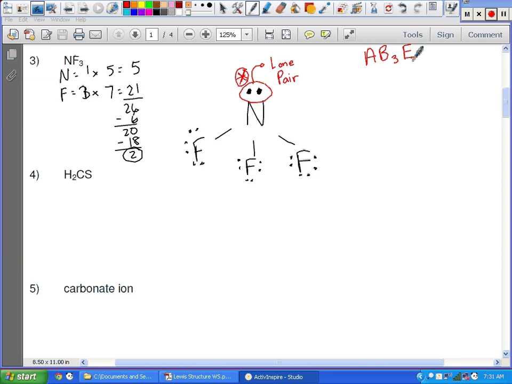All right, so the shape for this is trigonal pyramidal, or pyramidal. I think I misspelled that, but you get the point. It's pyramidal. The bond angle is 107 degrees. The hybridization is s, p1, p2, p3. It is sp3. And remember, if it ever has an E in its model, it's automatically going to be polar.